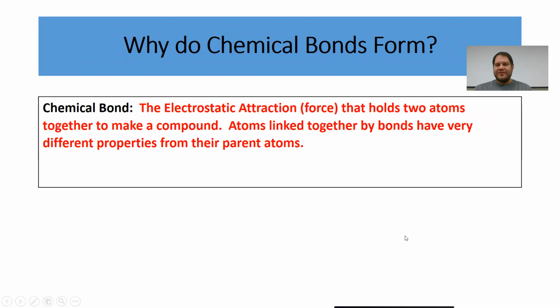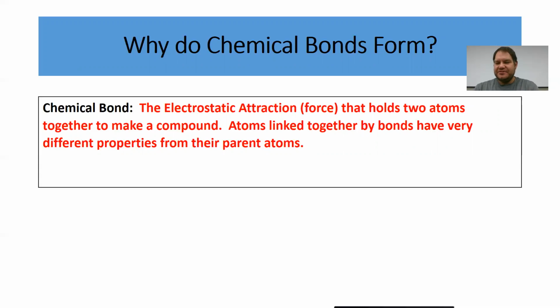So let's start off with a definition of what a chemical bond is in the first place. So you can think of a bond as an electrostatic attraction. Remember, that's a force, an electrostatic force, that holds two atoms together to begin to make a compound.